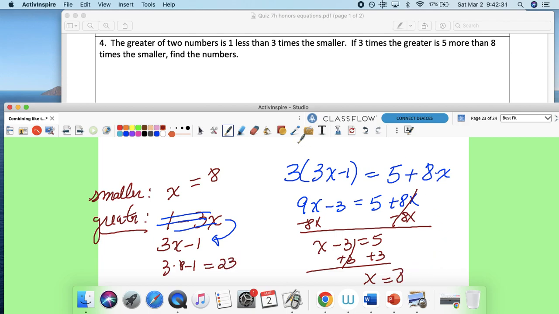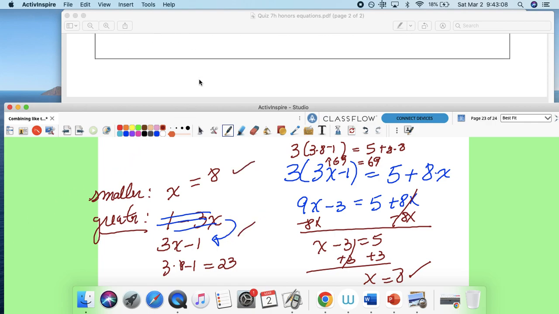You can come back here and check. So, over here I'm going to put 3 times 8 minus 1 equals 5 plus 8 times 8. Let's see if both sides are equal to each other. On the right side, 8 times 8 is 64. 64 plus 5 is 69. So we have that. On the left side, 3 times 8 is 24. 24 minus 1 is 23. And 23 times 3 is 69. So there. Left side equals right side. This is a check. And that's a check.